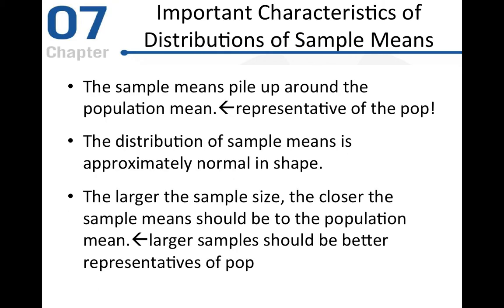So as I mentioned, there are important characteristics of distributions of sample means. These are things you really have to memorize. These are very important considerations, and I think they make it easier to understand why exactly we are using distributions of sample means versus distributions of individual scores. So the first thing is the sample means pile up around the population mean.